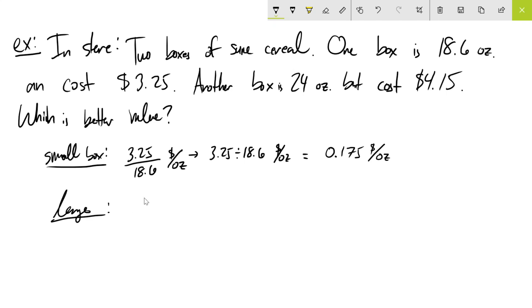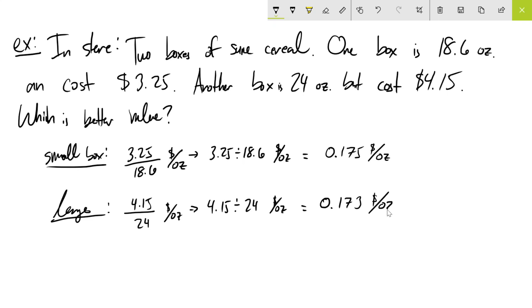And you say, okay, the large box, I'm doing dollars over ounces, so the dollars go on top, the ounces go on bottom, and so that's 4.15 divided by 24. So you do that in your calculator, and what do you get? 0.173. Oh, I did a pretty close one then. Ounce. So actually, those are pretty close. But which one is the better value?